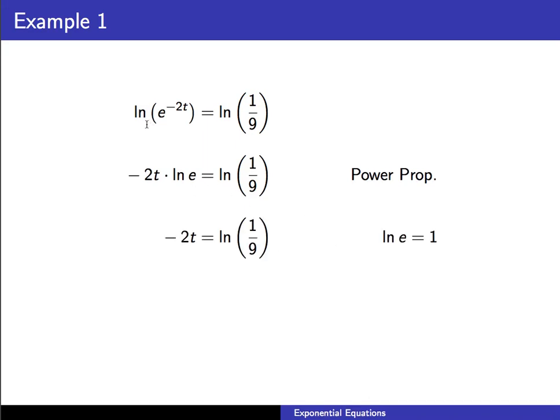However, a shortcut would be, since we have the natural log base e of e to the negative 2t, that expression on the left side is just going to simplify to negative 2t, so you can skip this middle step. So we have negative 2 times t equals the natural log of 1/9. Divide both sides by negative 2, and when you type this in your calculator, you get t is approximately 1.099. So again, if we graph the original problem's left-hand side and right-hand side, we will see that they intersect at a value of about 1.099.